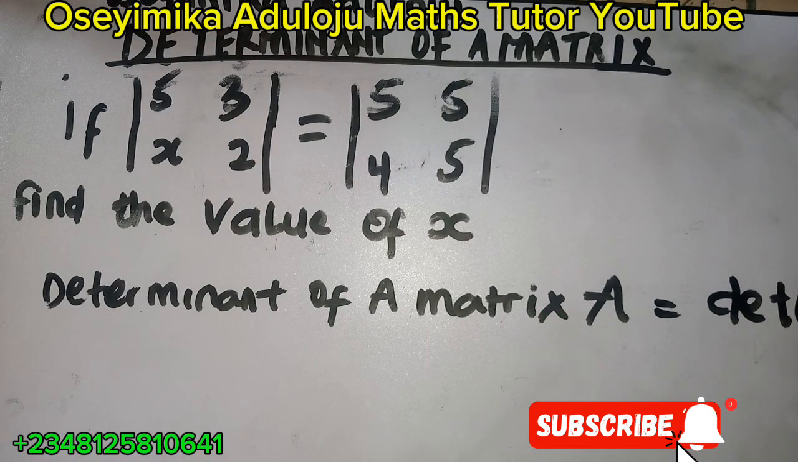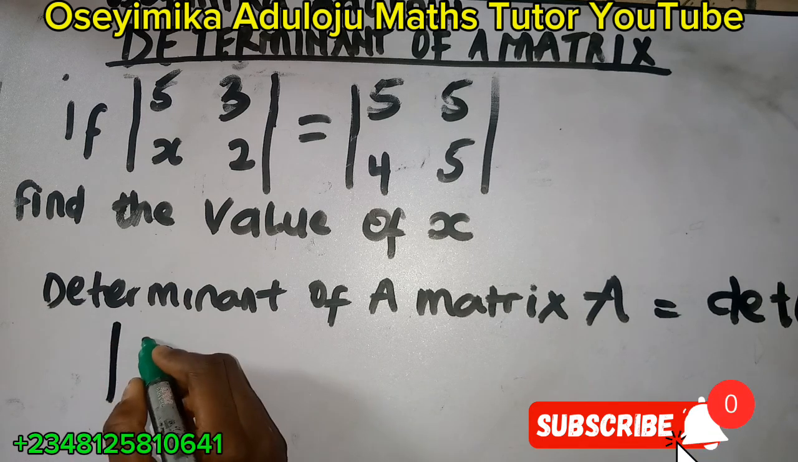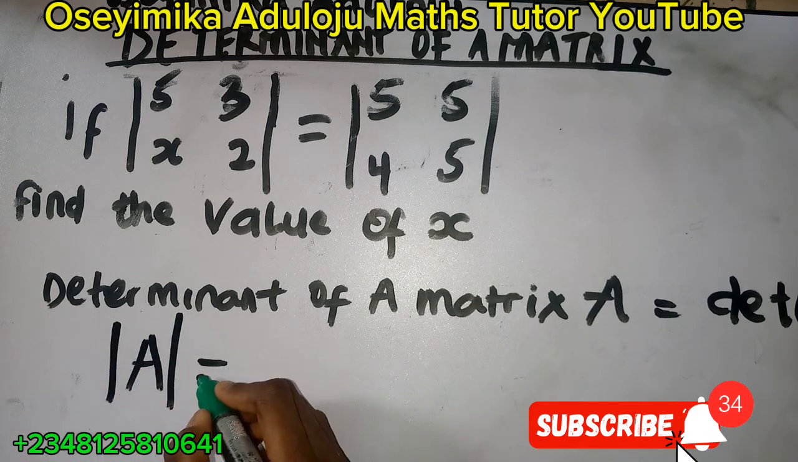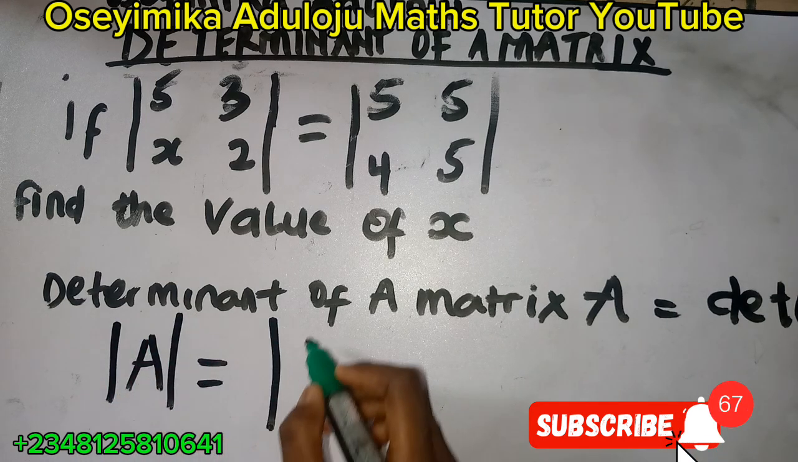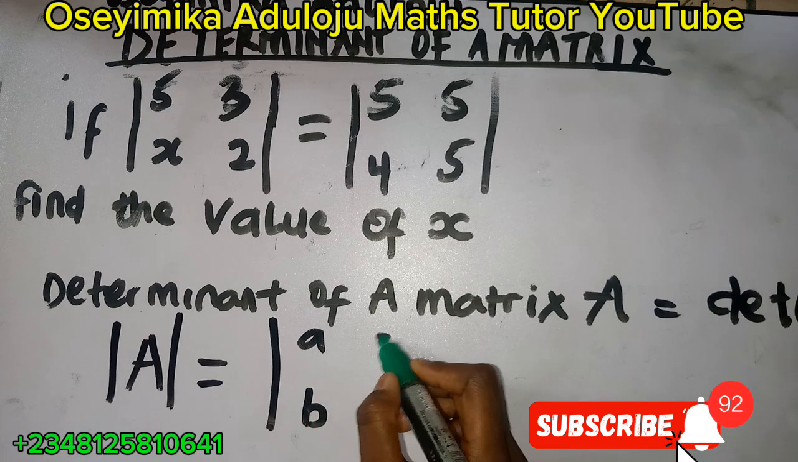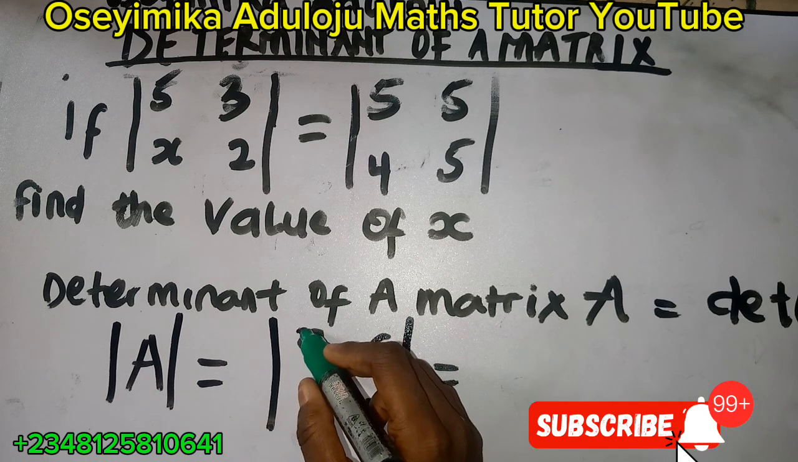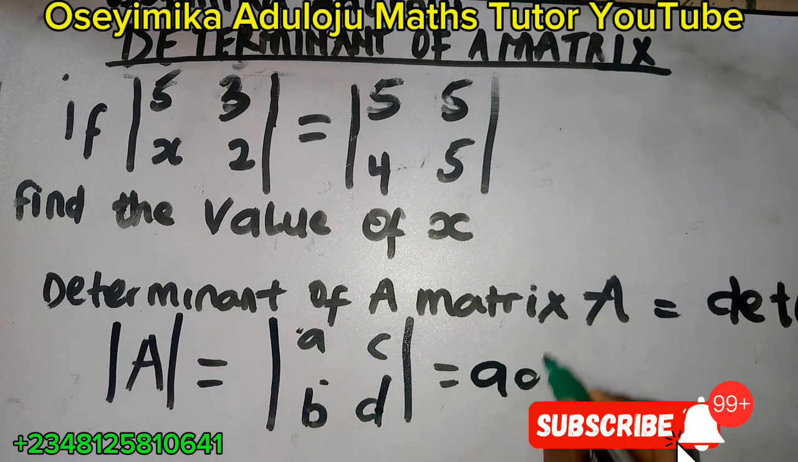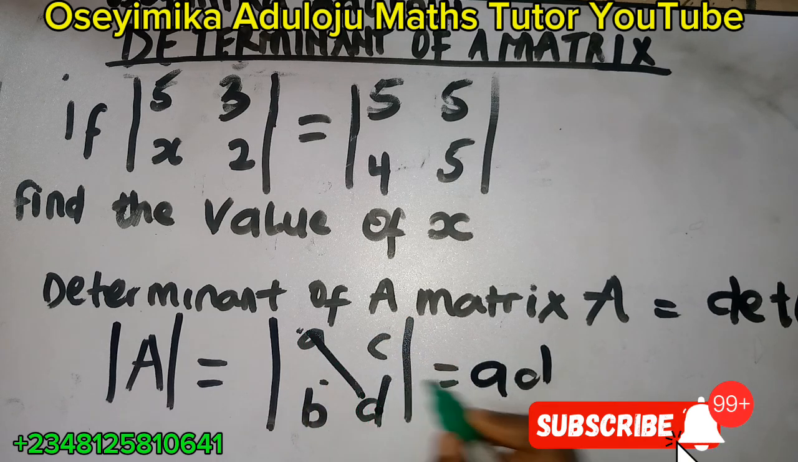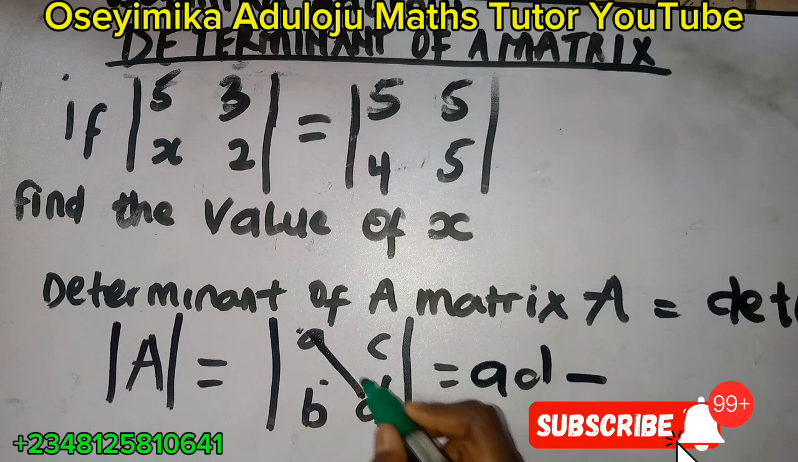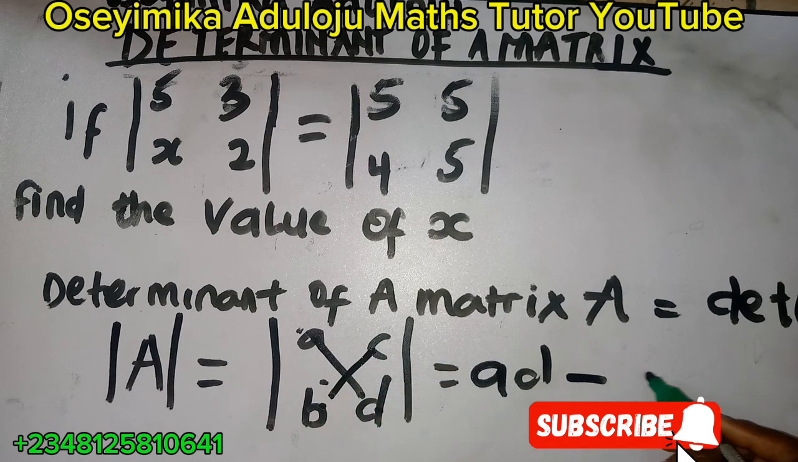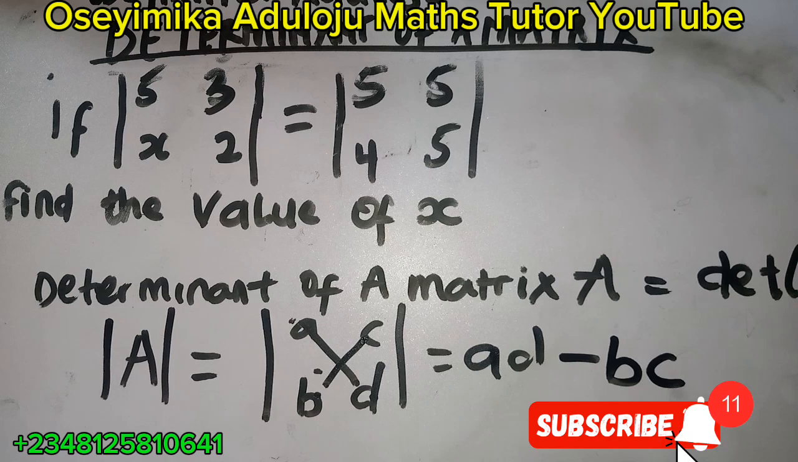So the determinant of a matrix, let's call it A, when we're given a matrix A, B, C, D: the determinant of this is this multiplied by this, multiplied by this, minus this multiplied by this, minus BC. So the determinant of A equals AD minus BC.